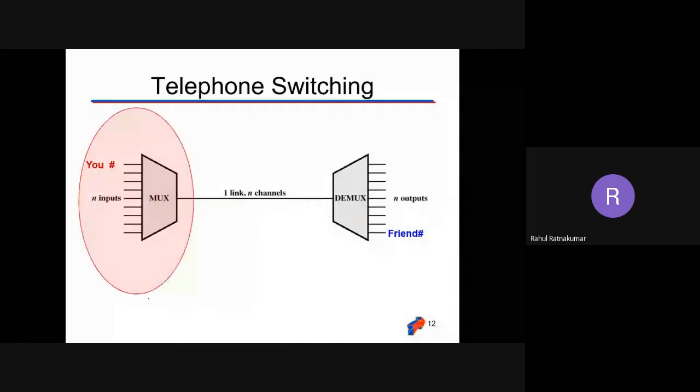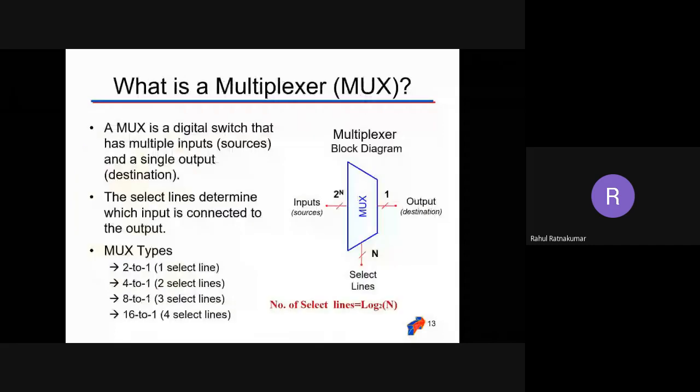So for a multiplexer, you should know we have multiple inputs and a single output. So we have to select. We need select lines. If you have n inputs, how many select lines do you need? Log n to the base 2. For example, you have four inputs to the multiplexer. How many select lines do you need? Log 4 to the base 2, that is 2. If you have 64 inputs, how many select lines? Log 64 to the base 2, that is 6. So 6 select lines are there.